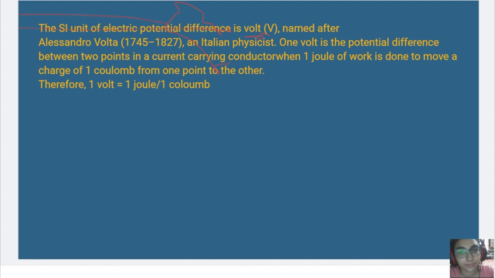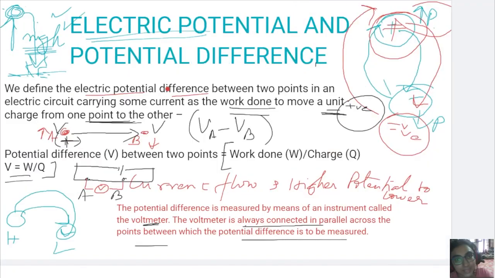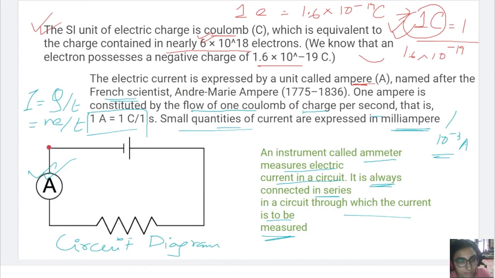So now the SI unit of electrical potential is volt, as we discussed earlier. So the SI unit of electrical potential difference is volt, like we discussed earlier. 1 volt is the potential difference between 2 points in a current carrying conductor when 1 joule of work is done to move a charge of 1 coulomb. So it is a no-brainer. 1 volt equals 1 joule by 1 coulomb. Simple.